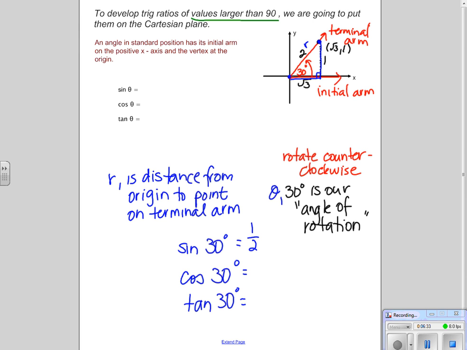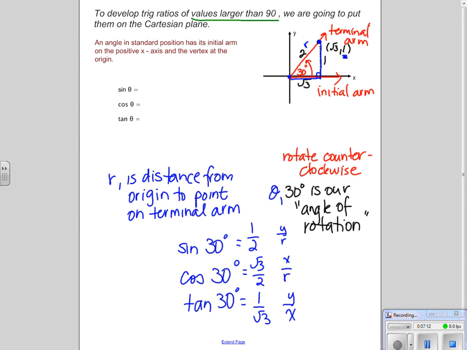And we can see on this particular diagram that 1 is my y value and 2 is the r value, or the distance from the origin to the point. So I have y over r. Cos of 30 degrees, the ratio that I know, is root 3 over 2, which for this point is the x value, and 2 is that length value. Tan of 30 degrees from my chart is 1 over root 3, which is the y value over the x value.